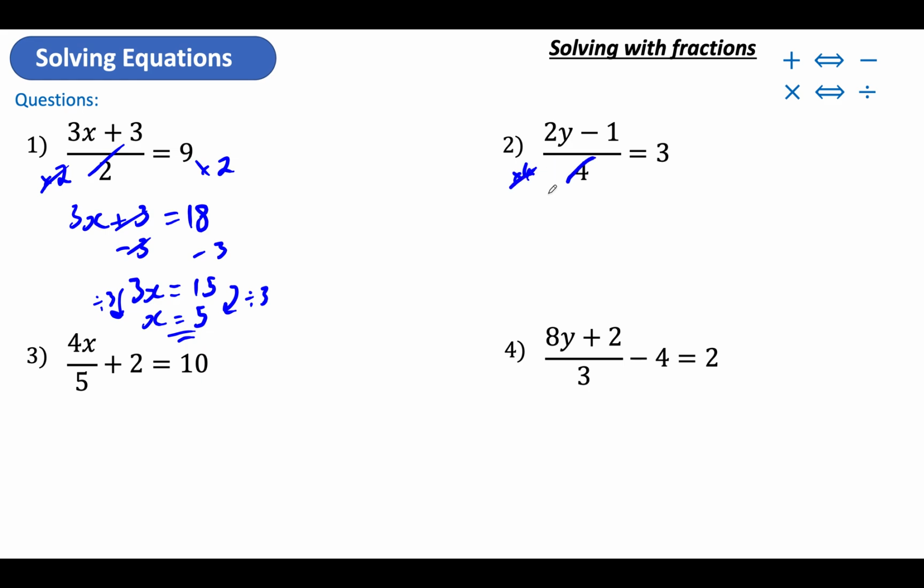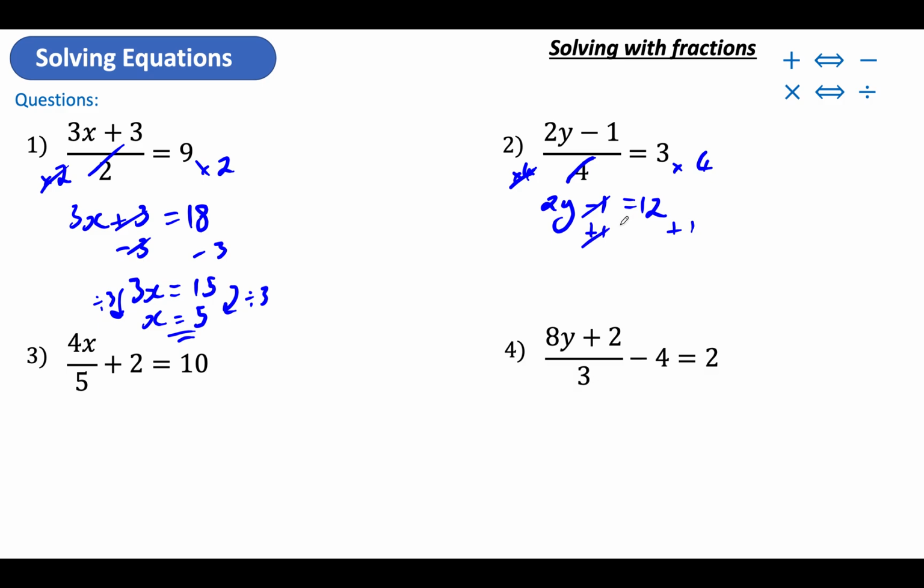Number 2, everything is over this 4, so I can safely times by 4 to cancel it out, to make it disappear. So 2y minus 1 equals, well, this side also needs to be times by 4, and so it's 12. Then what am I going to do here? You're right, I'm going to add 1. I'm going to add 1 to both sides.